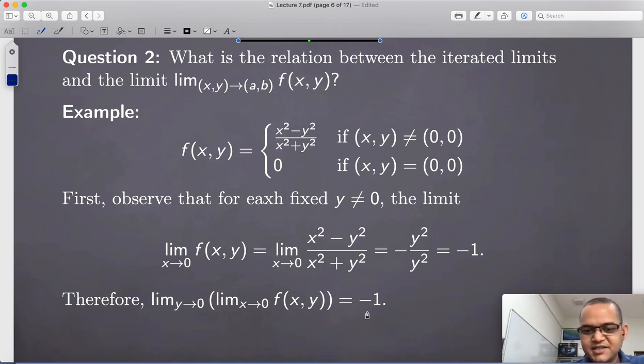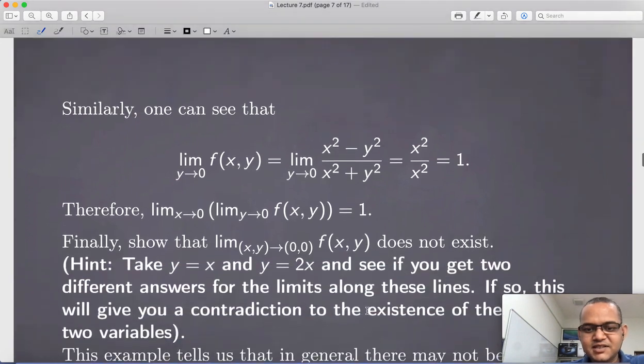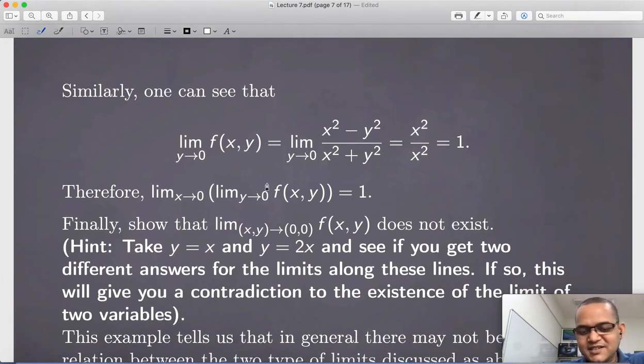Now you can easily see that because of this minus sign over there, if I change the order I am going to get plus 1, because now this y part will go away and then you will have x square by x square, which is going to give you 1. So this is telling you that the change of order can make a difference. They are not always the same. You cannot just always say that I compute this limit and the other limit is the same. So one has to be careful.